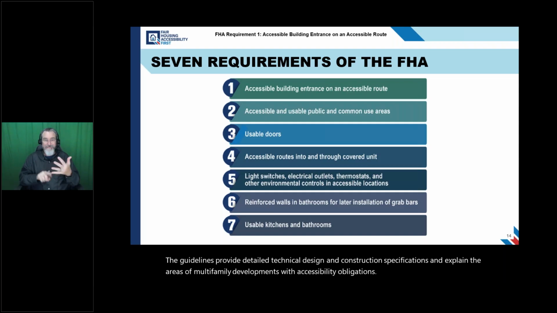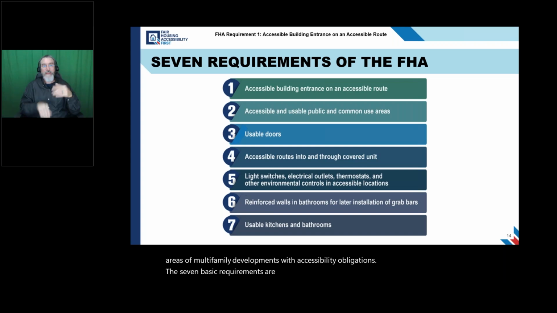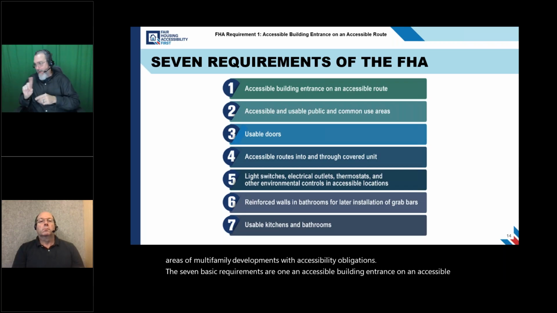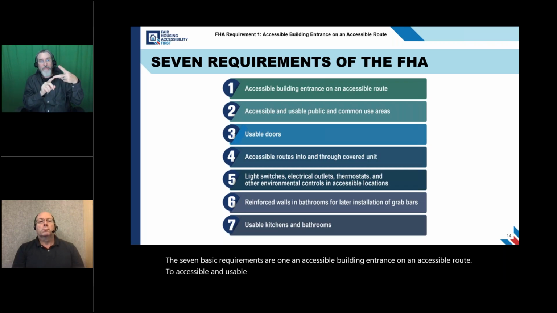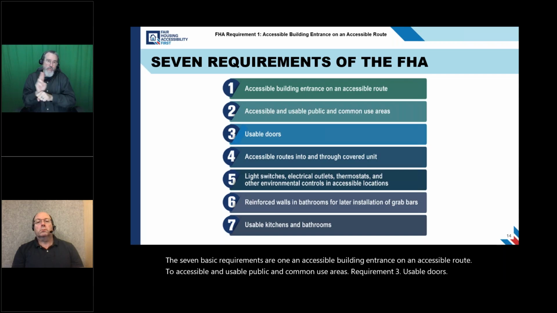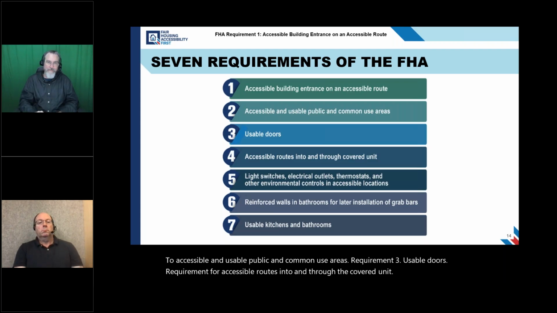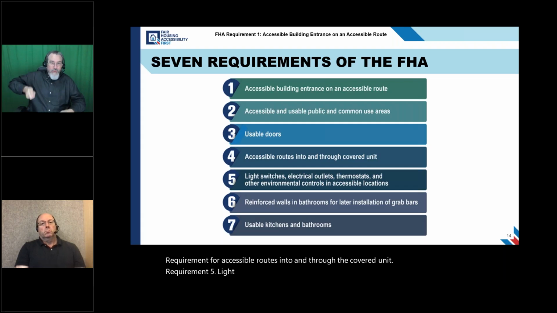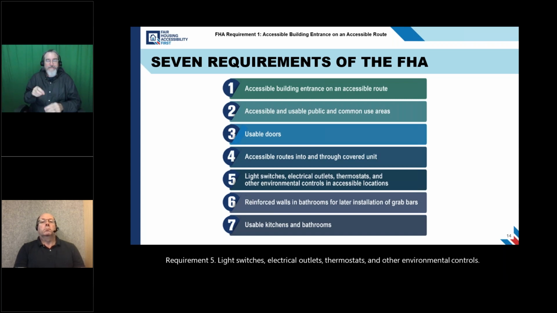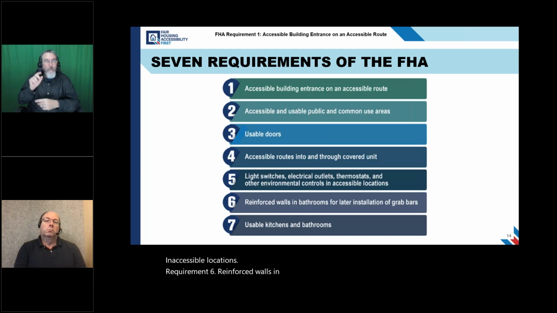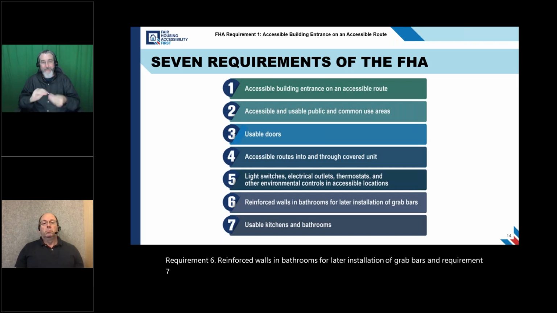The 7 basic requirements are: 1, an accessible building entrance on an accessible route. 2, accessible and usable public and common use areas. Requirement 3, usable doors. Requirement 4, accessible routes into and through the covered unit. Requirement 5, light switches, electrical outlets, thermostats, and other environmental controls in accessible locations. Requirement 6, reinforced walls in bathrooms for later installation of grab bars. And requirement 7, usable kitchens and bathrooms.